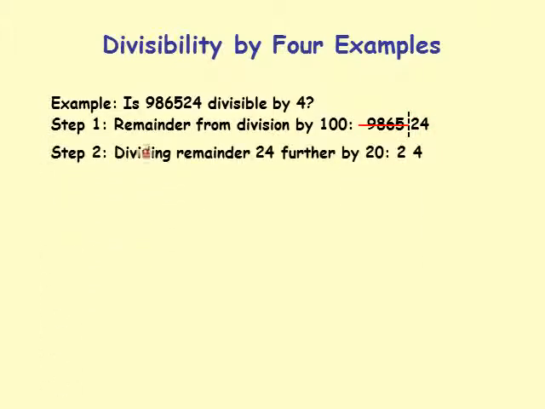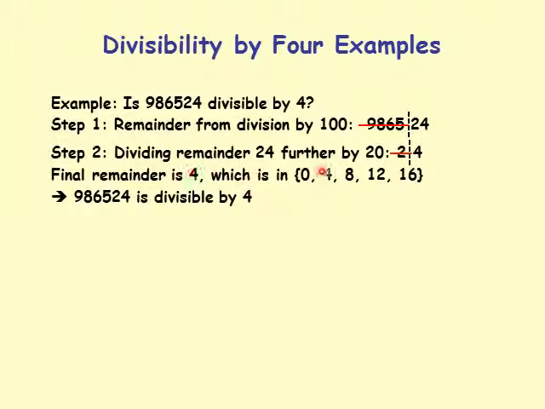Next step, we're going to divide by 20, and 24 is what we're looking for. We first divide by 10. So 4 is the remainder, and 2 is on the left. Then let's take out all the 2's from here. So 0 is left, and 4 is the final remainder here. So 4 is in this list of 0, 4, 8, 12, 16. 4 is divisible by 4. So 9, 8, 6, 5, 2, 4 is divisible by 4.